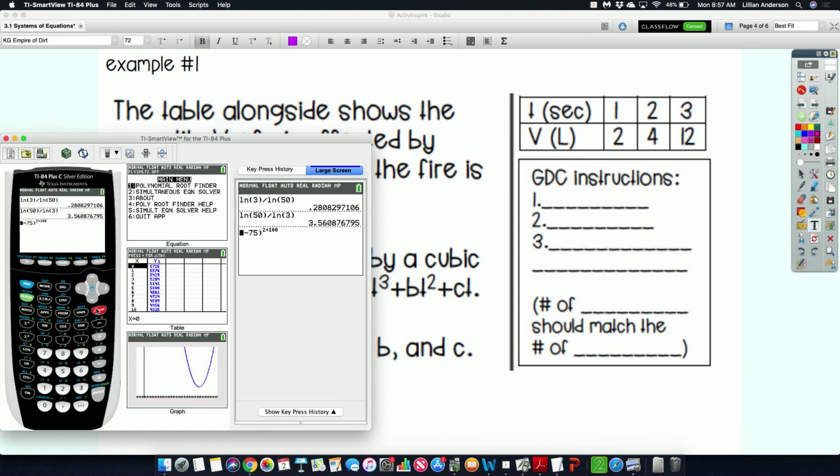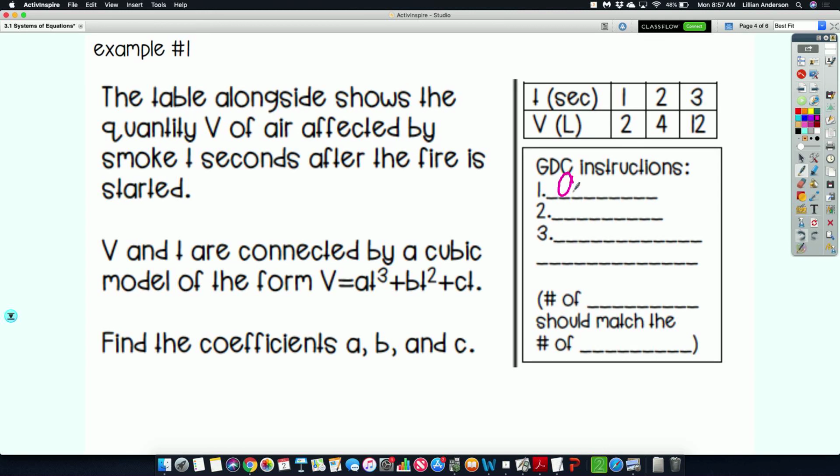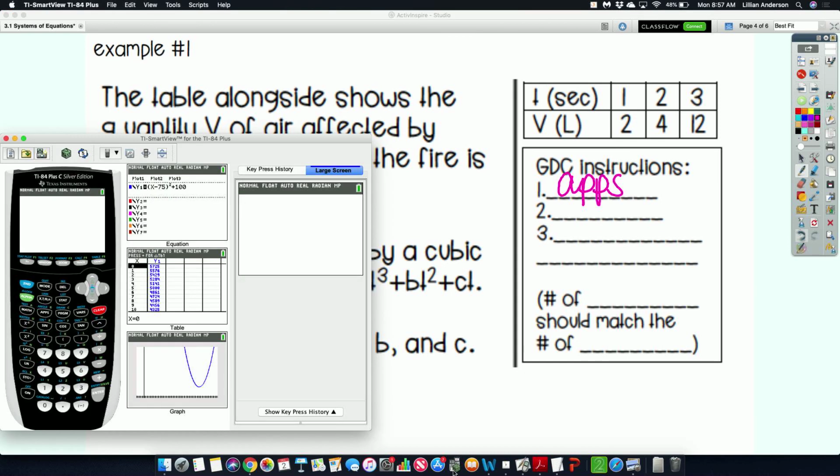Okay. All right, when you turn your calculator on, the first thing you want to do is go to apps. Press that apps button. In apps, you want to go to Polysymult 2. That basically stands for polynomial simultaneous equations.